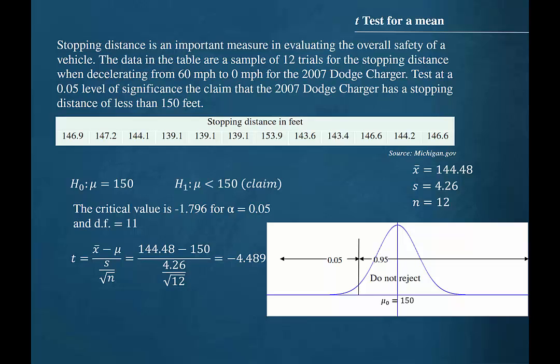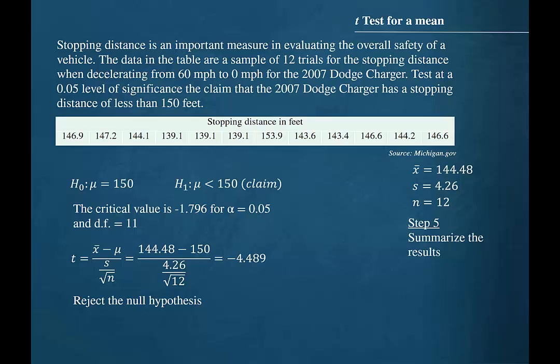In this problem, we are to test at a 0.05 level of significance. We have determined the critical t-value so that 5% of the distribution lies in the rejection region. That would leave 95% of the sampling distribution to the right of the critical value. Therefore, it would be very unlikely that we would commit a type 1 error, which is to reject a true null hypothesis. But our calculated t-test value was negative 4.489. This clearly lies in the rejection region, so we should reject the null hypothesis.